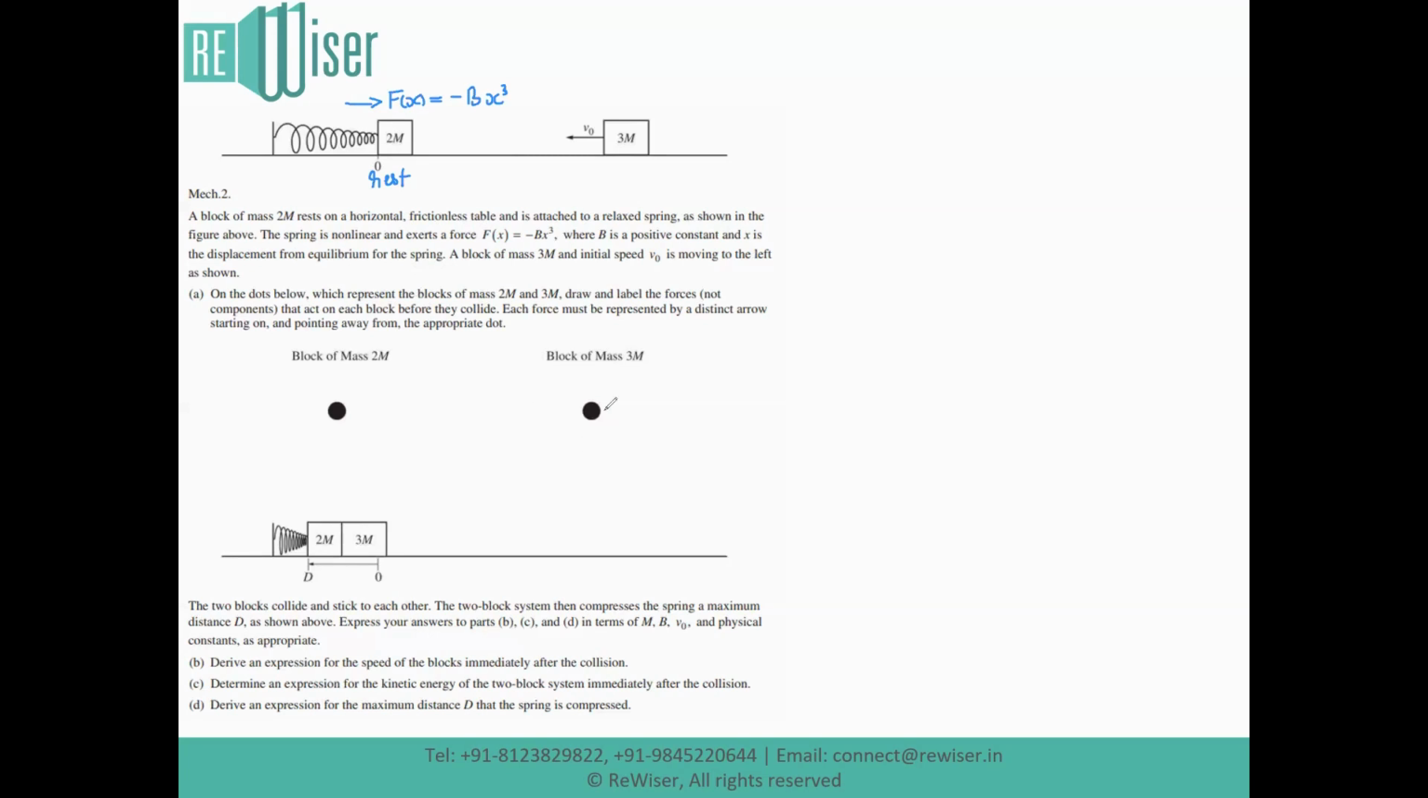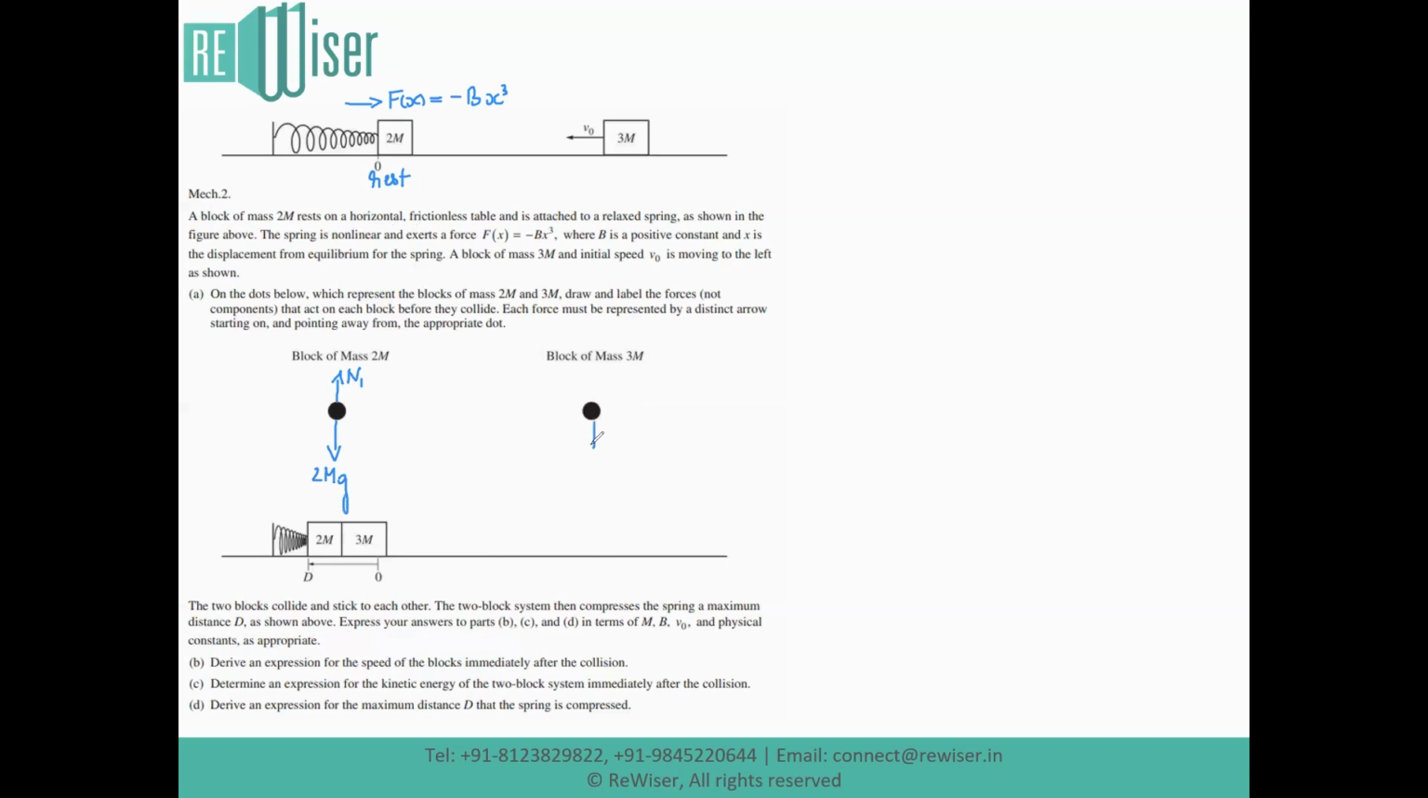On the dots below, which represent the blocks of mass 2m and 3m, draw and label the forces that act on each block before they collide. Each force must be represented by a distinct arrow starting on and pointing away from the appropriate dot. Here I know that block 2m is in a state of rest, so there are no forces acting towards the left or towards the right, as it is also indicated that the spring is in a relaxed position. So the only forces acting are its weight, mg, which is 2 times m times g, acting downwards, and its normal reaction force, let's call it N1, acting upwards.